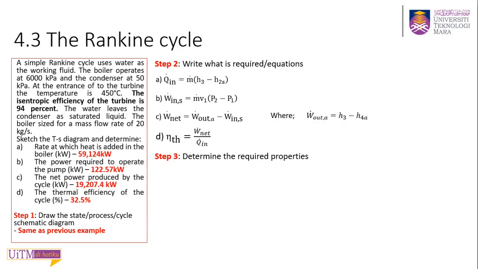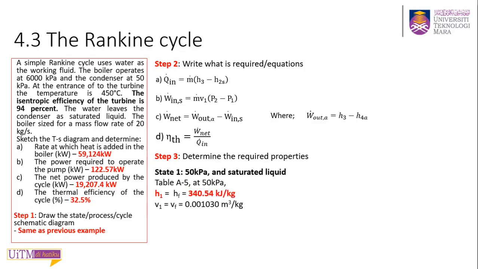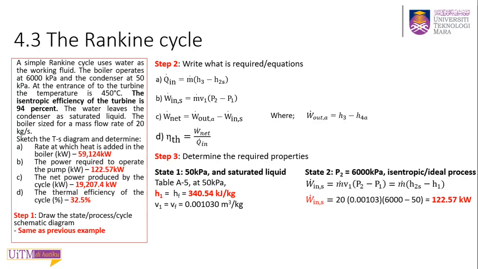For step 3, as usual, find the required properties at each of the states. For state 1, based on the given information, we must read the specific enthalpy and specific volume here at state 1. Now, specific volume is read because it will be used later in state 2 to find the ideal work input. At state 2, to find the specific enthalpy, we need to calculate the ideal work input first. And then we can solve for specific enthalpy at state 2 by using the following equation.